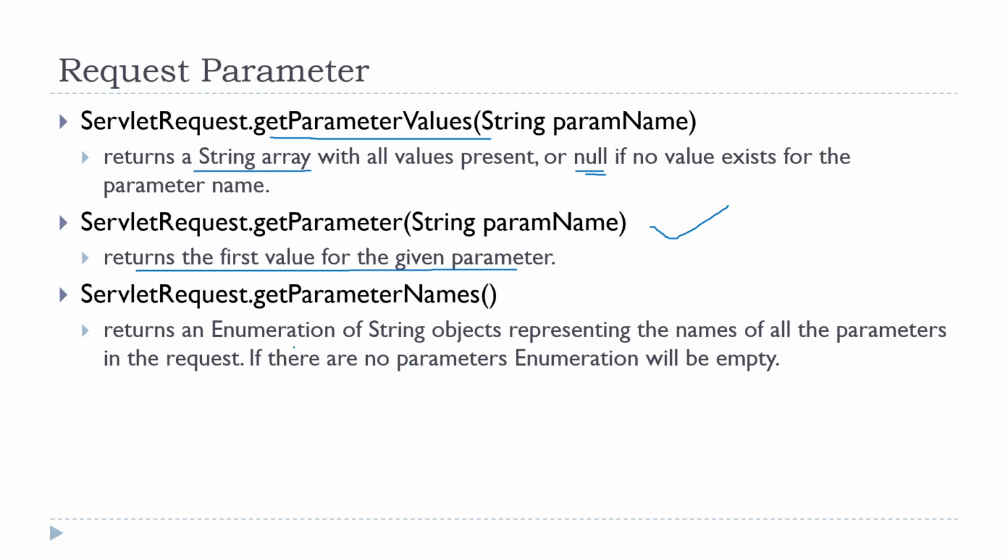Next, if we do not know the parameter names, then in such a case we can first execute the method getParameterNames, which will return an enumeration of string objects, and all the names of the parameters will be enumerated in the response of this method. Then we can get the value one by one using the getParameter method by passing each string object as an argument to it. So we'll see a demo for this.